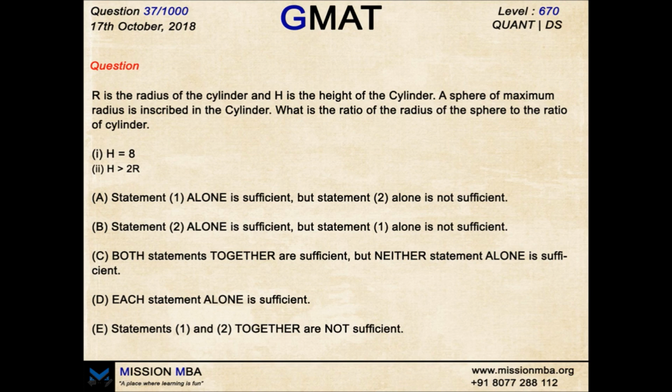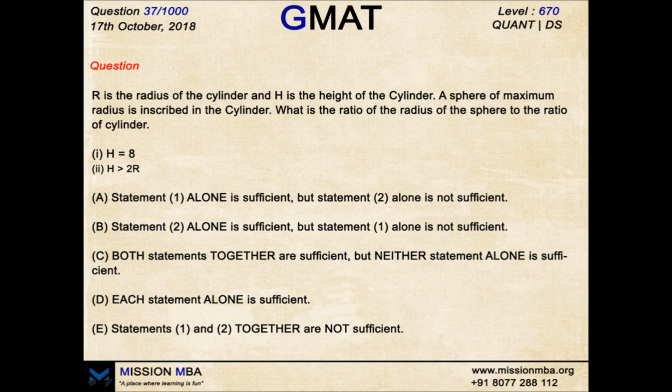R is the radius of the cylinder and h is the height of the cylinder. A sphere of maximum radius is inscribed in the cylinder. What is the ratio of the radius of the sphere to the radius of the cylinder? Followed by the two statements: h is equal to 8, and h is greater than 2r.